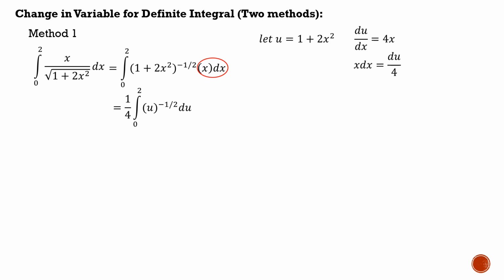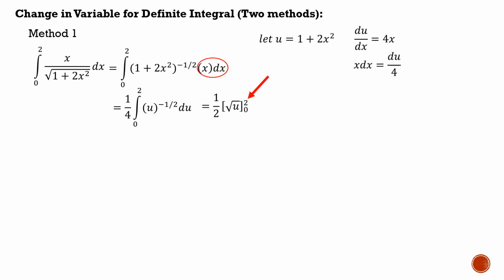The quarter, the 1 over 4, I factored out of the integral, constant multiple rule. And now I find the antiderivative. So I end up with 1/2 times the square root of u evaluated between 0 and 2. Now this is where you need to be careful.